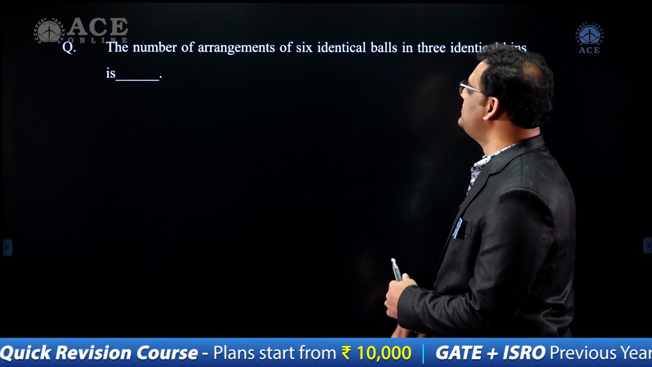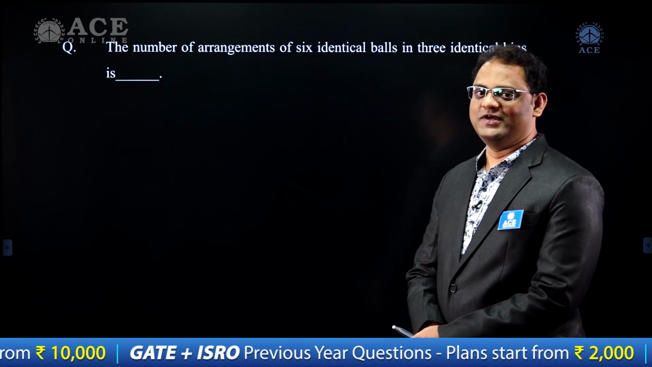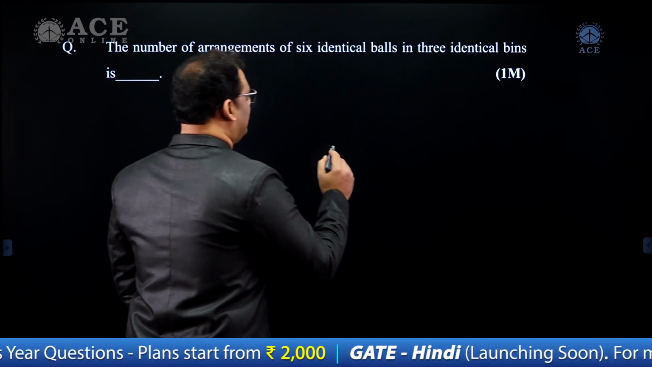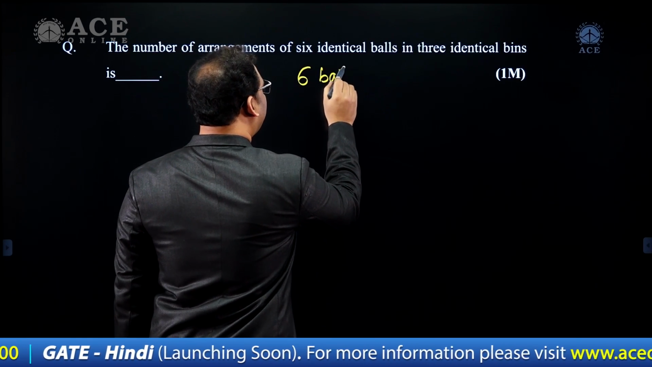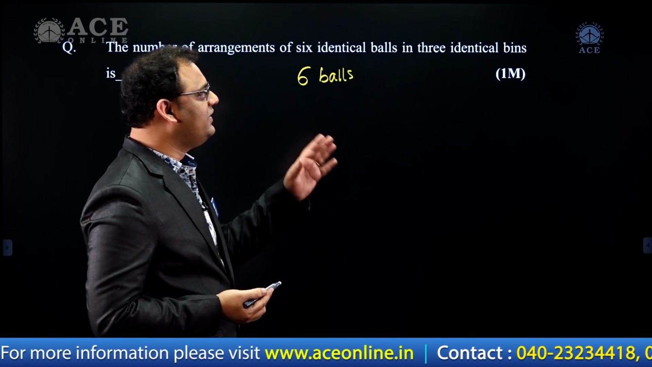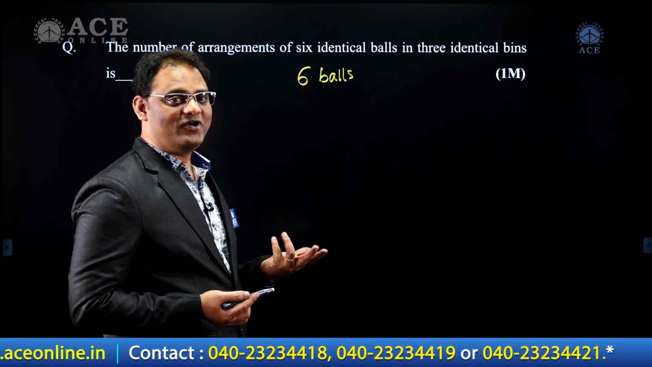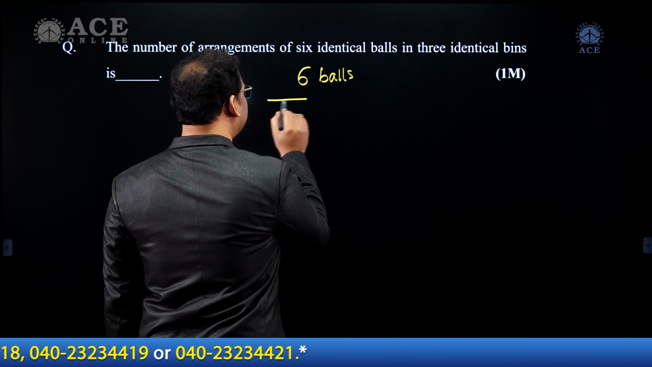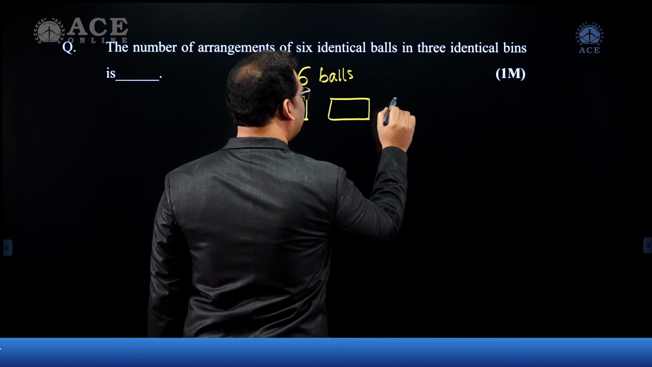Yes, students, this is the question from our combinatorics. The number of arrangements of 6 identical balls in 3 identical bins. Here we want to find the number of arrangements for 6 balls. And the speciality of the question is that you are taking 3 identical bins or boxes, they are identical, that is the speciality, right? So let me take 3 bins like this.